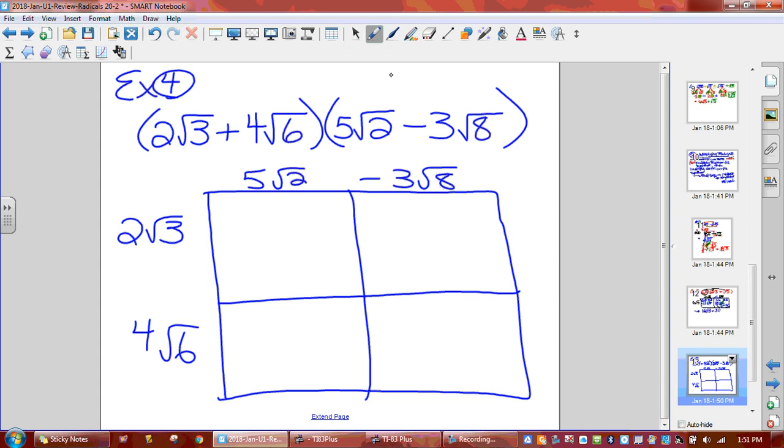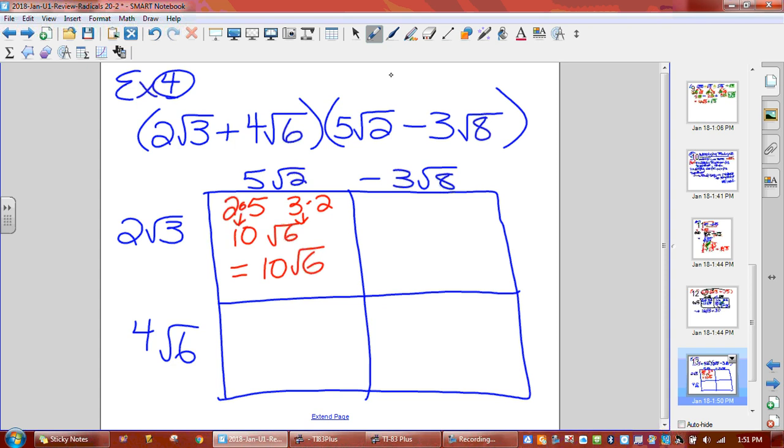And I check on my perfect squares. Does root 6 divide by root 4? Not without giving me a decimal. So that means that that one is fully simplified. Now I move to the next one. I'm going to take 2 times the negative 3. That's going to give me negative 6. And then I'm going to take the 3 times the 8, and that's going to give me root 24.